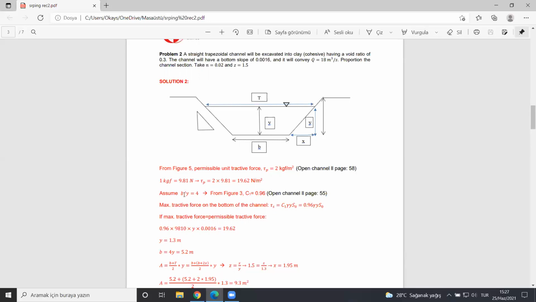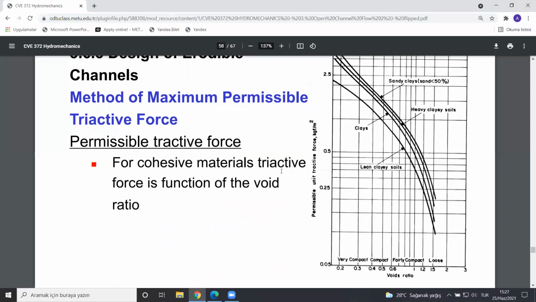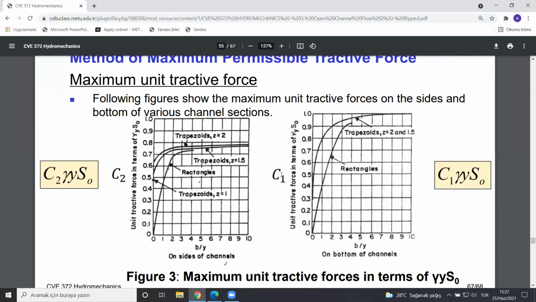By using this B over Y ratio from figure 1, we need to decide our maximum tractive force. It is on page 55. So let's go to page 55. You can see here there are 2 graphs. We want our maximum tractive force not on the sides but on the bottom of the channel. Therefore, we are going to use this second graph.